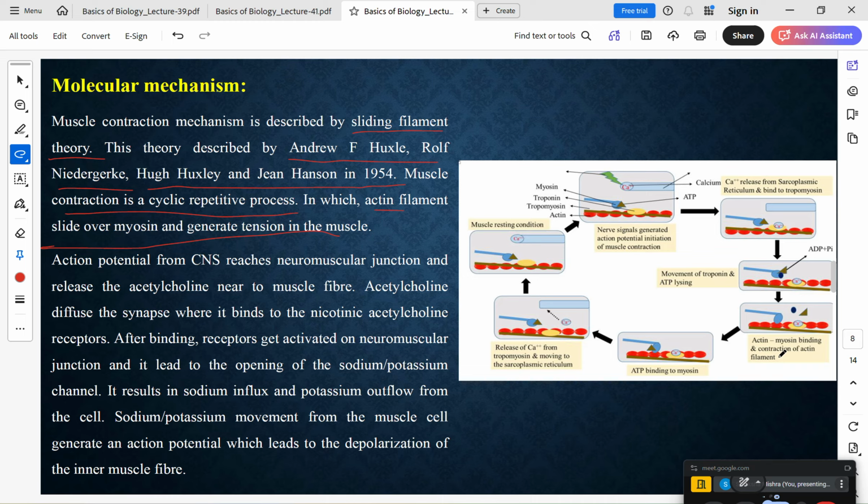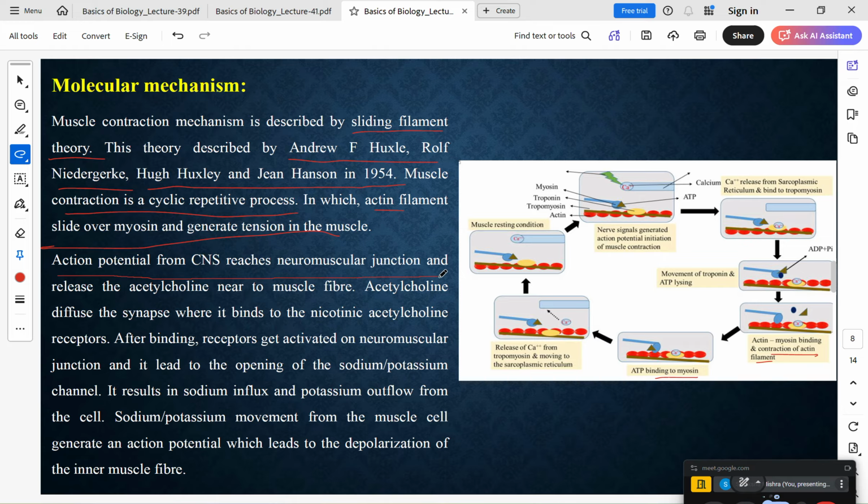There is ATP lysis into ADP and Pi. This actomyosin binding leads to contraction of actin filament. Then there is ATP binding again to the myosin, which releases the actin filament from the myosin filament. The released calcium ions from the tropomyosin then move back to the sarcoplasmic reticulum.